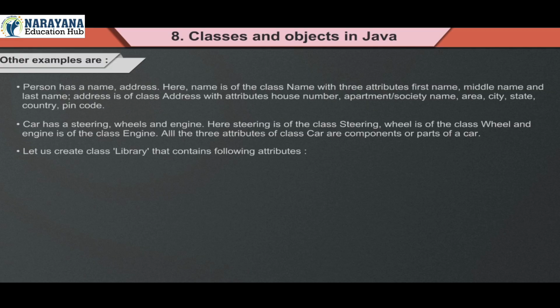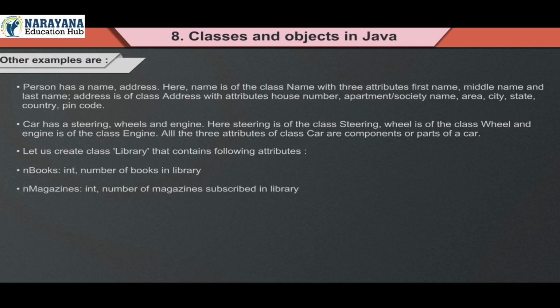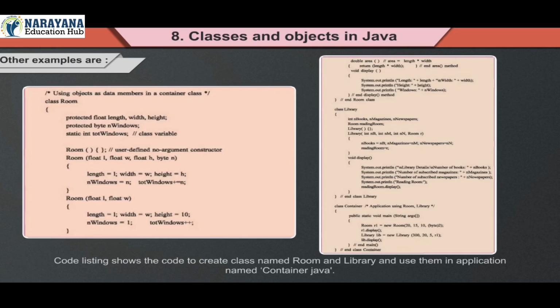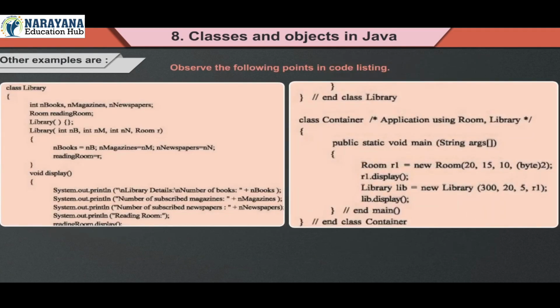Let us create a class library that contains the following attributes: nBooks, int, number of books in the library; nMagazines, int, number of magazines subscribed in the library; nNewspapers, int, number of newspapers subscribed in the library; and reading room. See that reading room is not of the basic data types. It is of the type room class. The code listing shows the code to create classes named room and library and use them in an application named container.java.